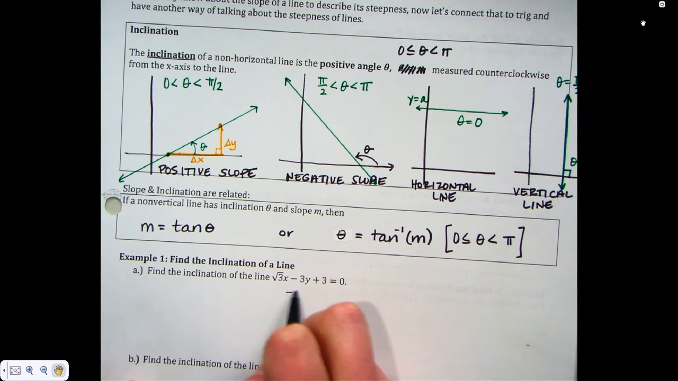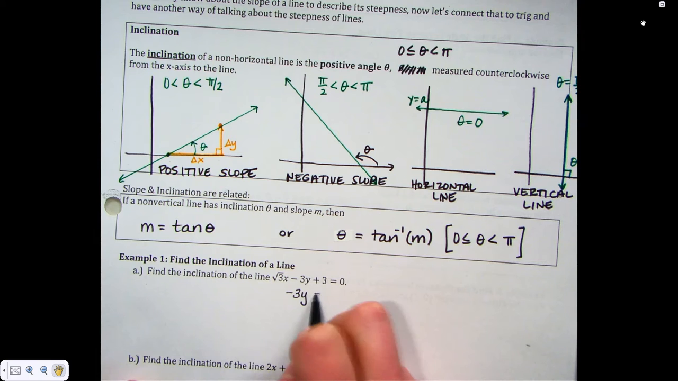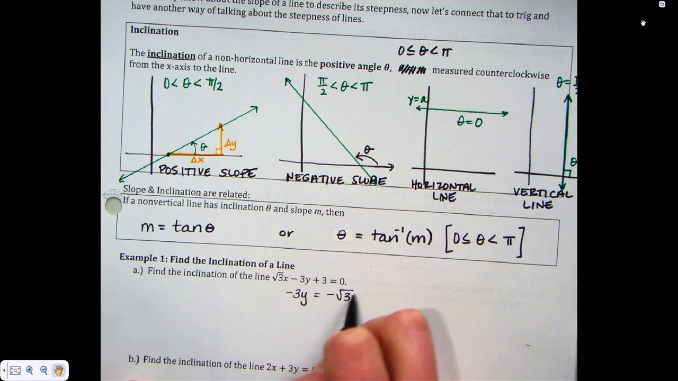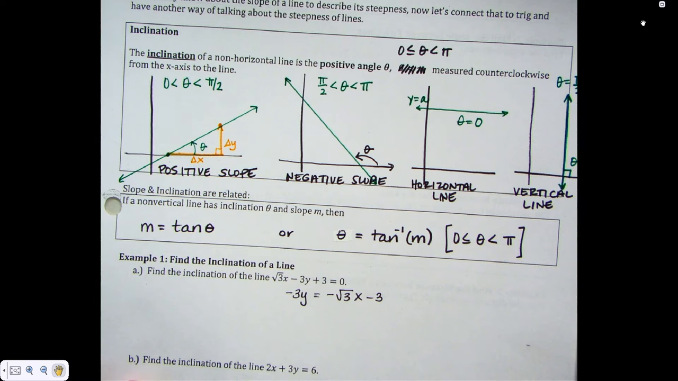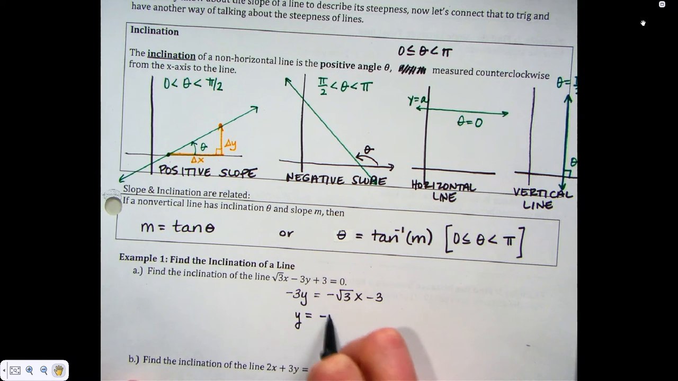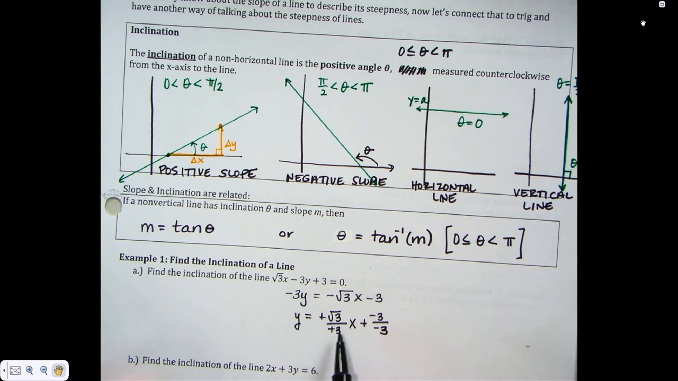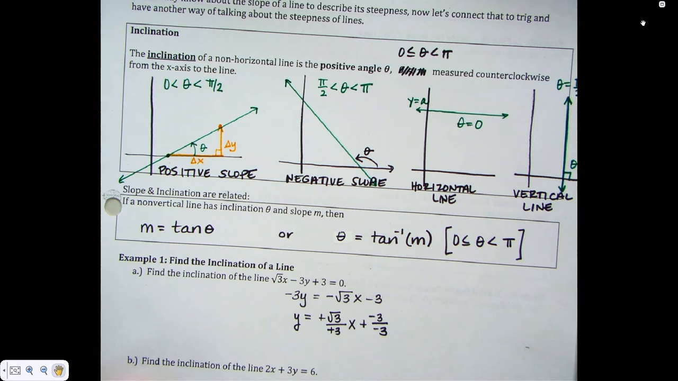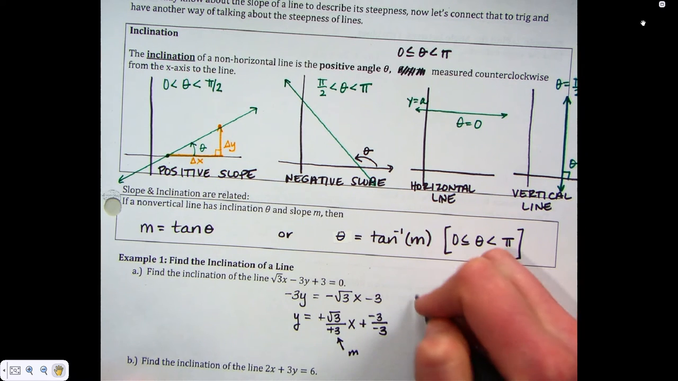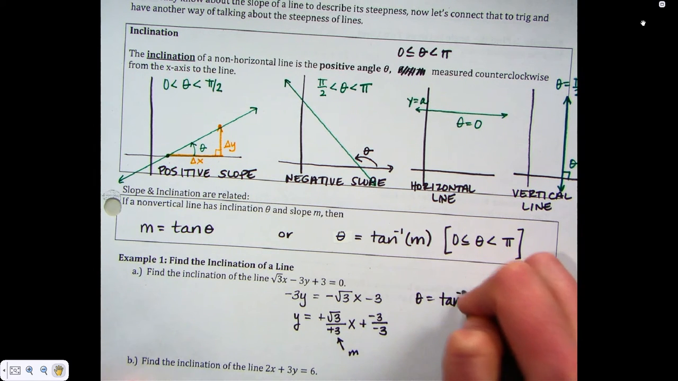I'm going to set this in y equals mx plus b form. So I would subtract the negative root 3x, I would subtract the 3, and then I would need to divide. So negative root 3 over negative 3, make that positive, and negative 3 over negative 3, so plus negative 3 over negative 3. The equation for my line would be root 3 over 3x plus 1. Don't really need the plus 1, I need the slope. That would mean that theta is equal to the tangent inverse of root 3 over 3.